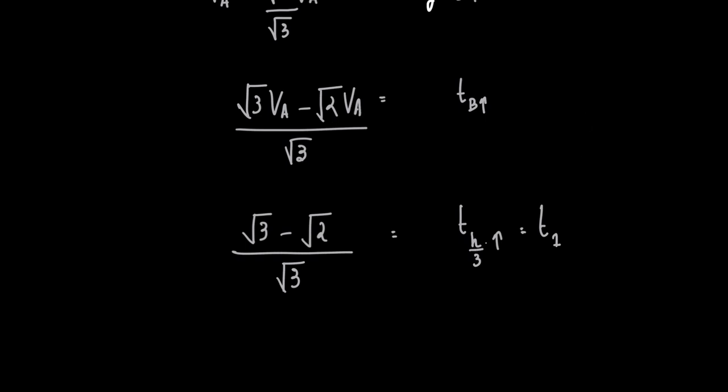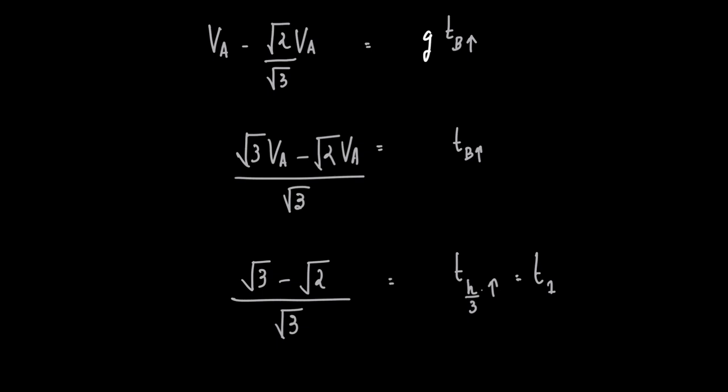And what I have done is I have taken VA as common from these two terms, and therefore this becomes VA times root 3 minus root 2 by root 3 is equal to G times TB. And therefore, VA by G into root 3 minus root 2 by root 3 is TB going upwards. What is B? B is the position h by 3. So it is the time to reach the h by 3 height while going upwards, which we will assume, for our ease of calculation, as T1.